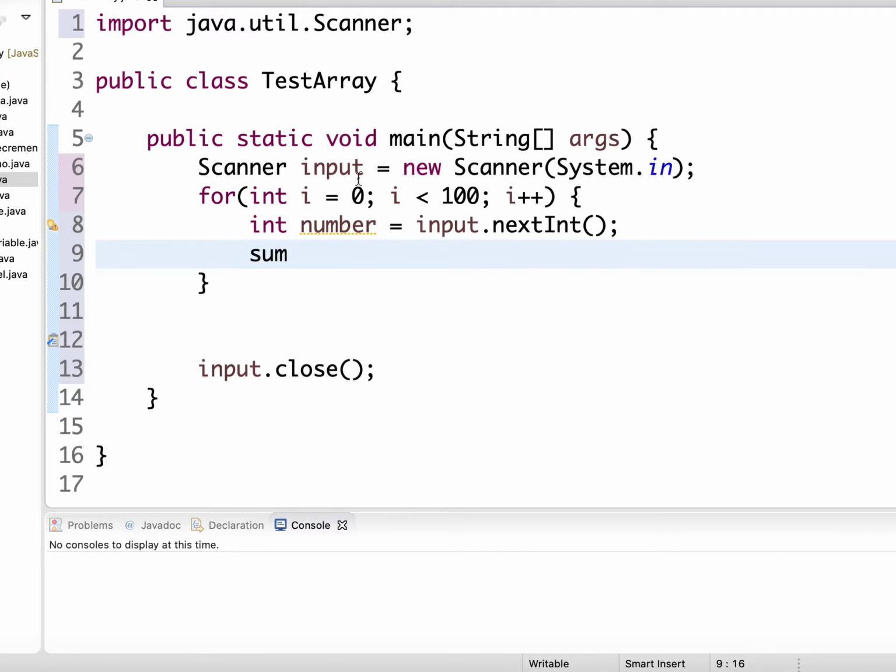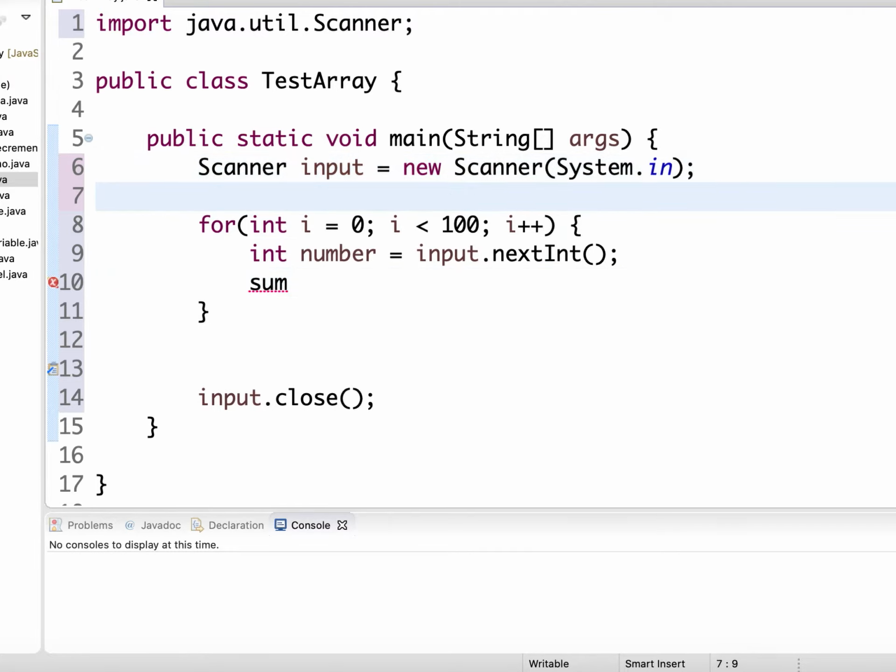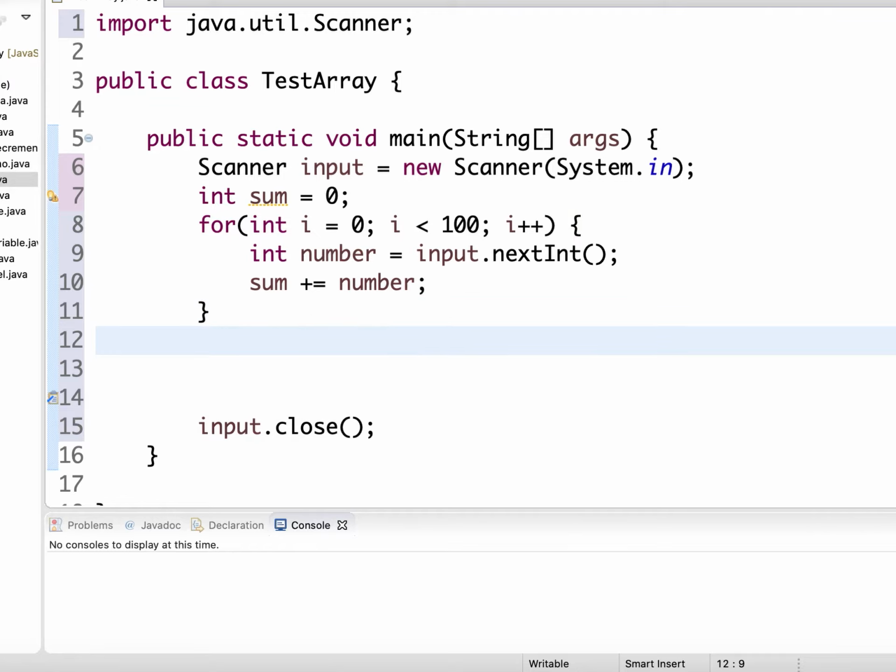We need to accumulate it somewhere, so let's declare int sum equals 0. So sum plus equals number, and then at the end we can have our average. So double average equals sum divided by 100.0. If we don't give 100.0, then we will end up with only the integer part and not the whole fraction number.